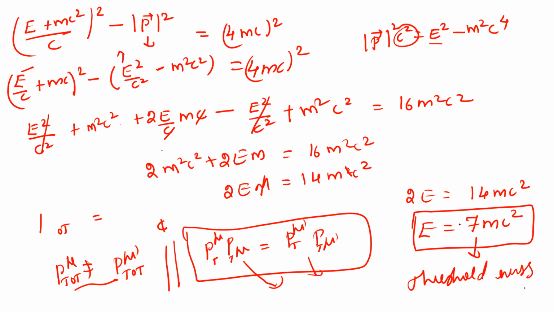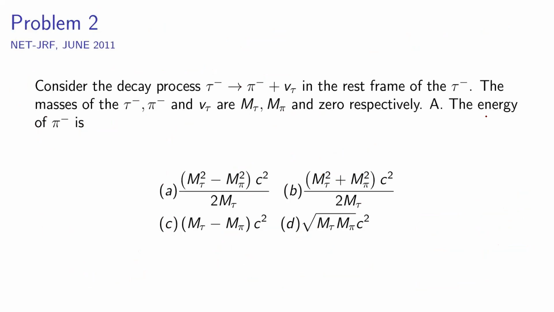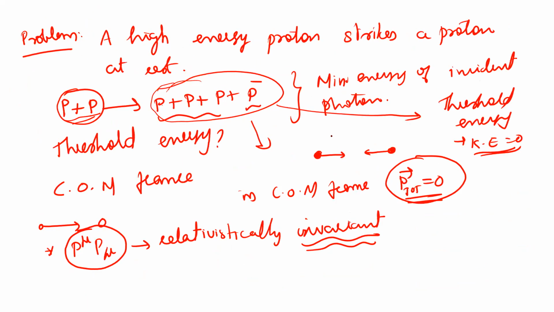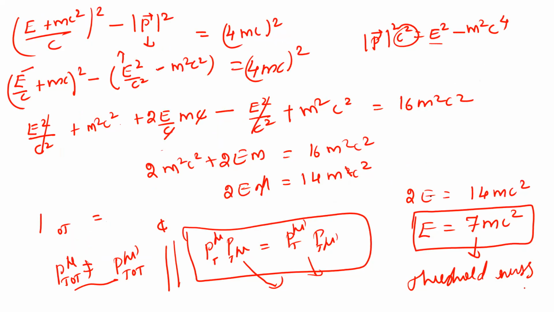All right. So this is an important question. This is a place where we made use of the fact that the square of the 4 vector is a relativistically invariant quantity. I think this is the simplest way to do this. Otherwise, it gets really complicated.